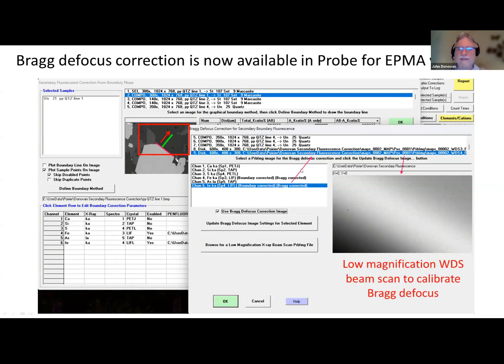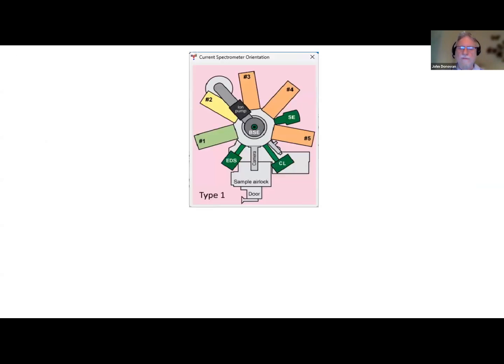And so what we do is measure a low magnification beam scan of a pure iron or pure iron oxide. And you can see that we've got a defocus effect here. As the boundary moves away from the center point of our analysis, we actually see this defocus effect. And we can actually correct for that in the Probe for EPMA software now. And here's an example of it.